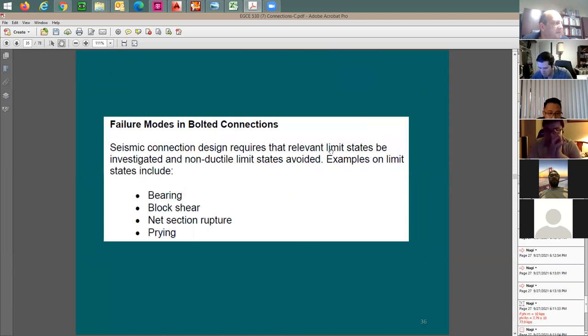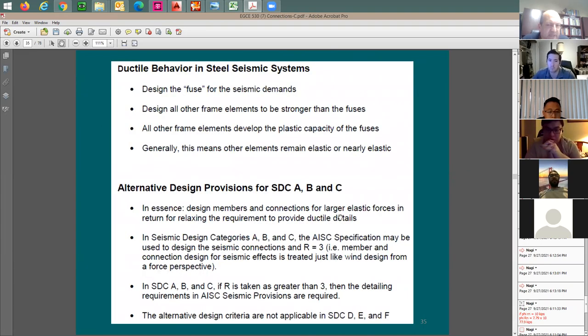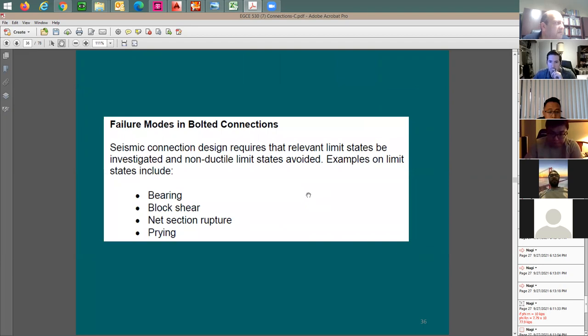I'm just going to skip this for now. This is going to be critical when it comes to seismic. We're not going to be covering seismic at this point.